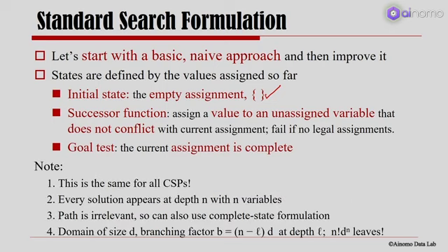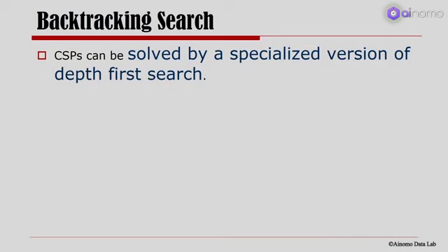Now, we should note that this is the same for all CSPs. Every solution appears at depth n with n variables. Path is irrelevant, so we can also use complete state formulation. And for a domain of size d, we have a branching factor b of (n minus l) times d at depth l. So, that leads to n factorial times d to the power n leaves, and this is a huge space to search. Could we do better than this? So, we can look for a specialized version of depth first search.